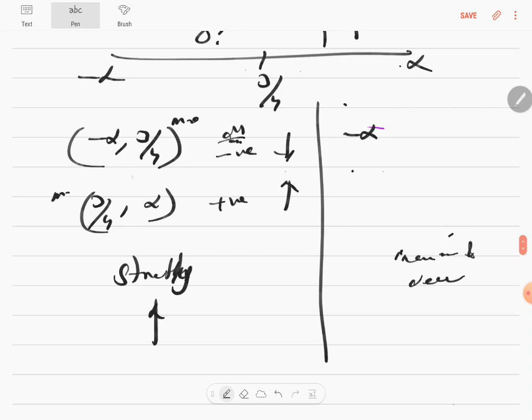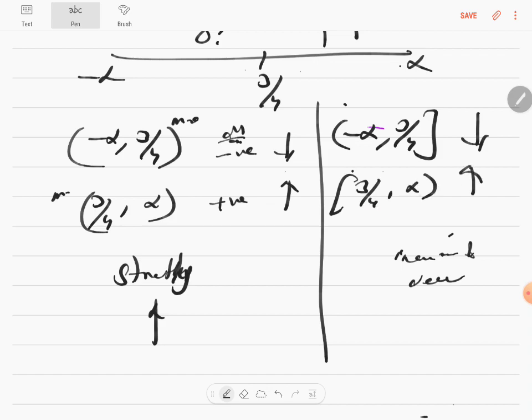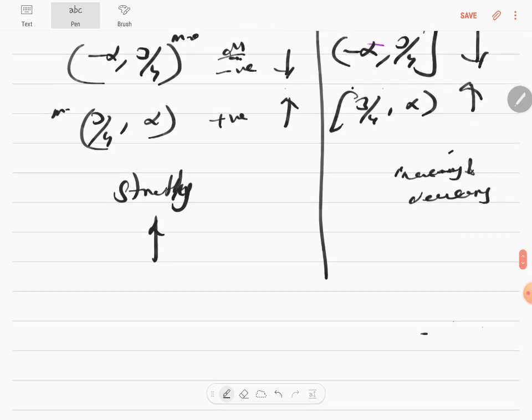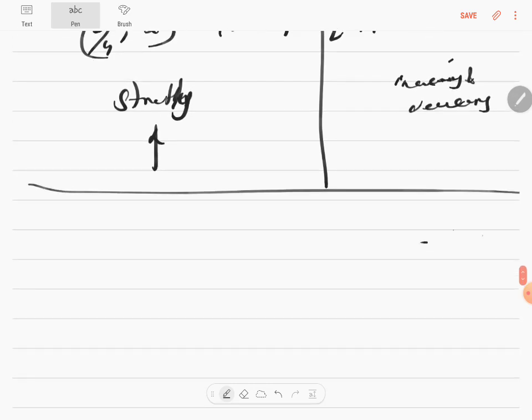infinity still cannot be included. You can never include minus infinity or plus infinity. But the 3 by 4 can be included, and we say it's decreasing up to 3 by 4, and from 3 by 4 to infinity we can say that it's increasing. Are you clear? Is some clarity missing? No? Okay. So can I go to the next sum?